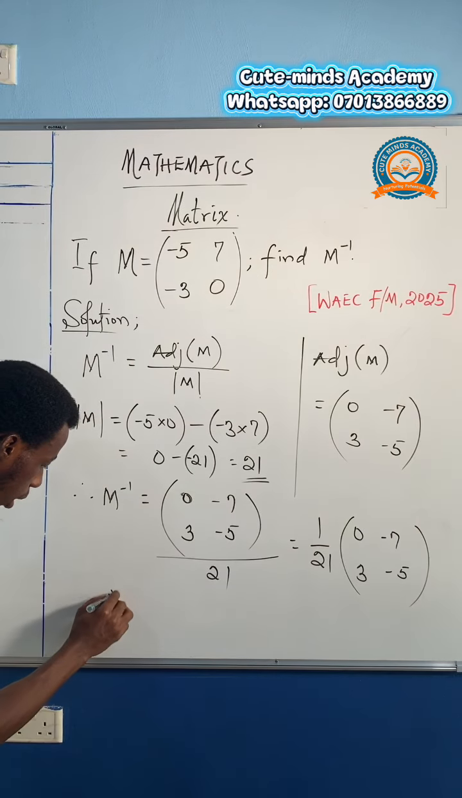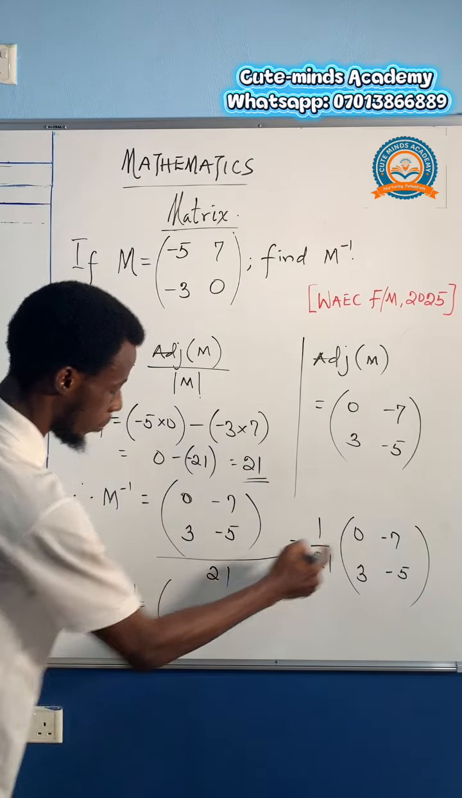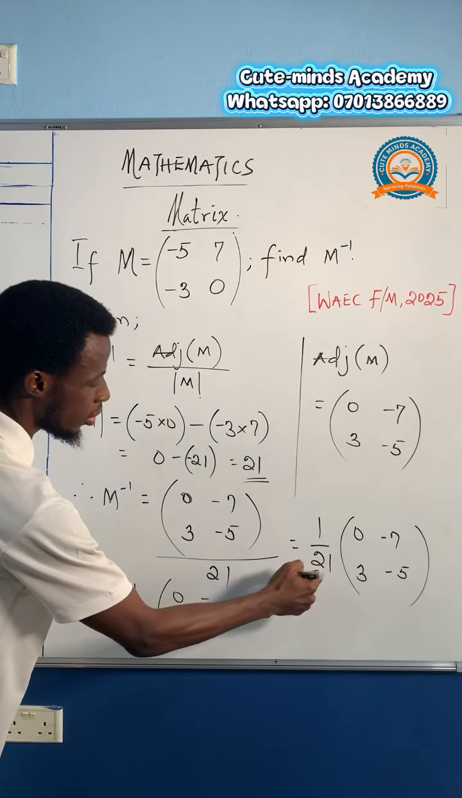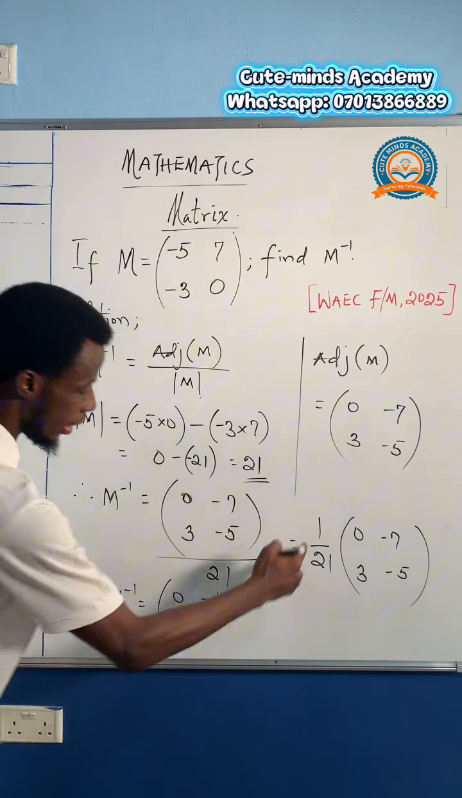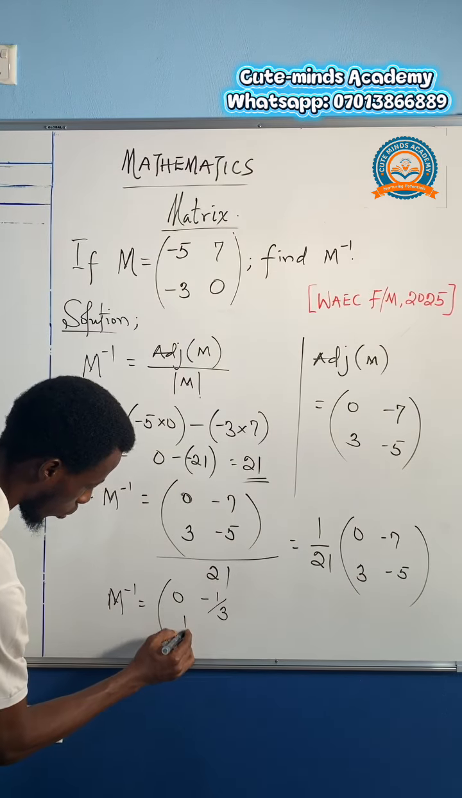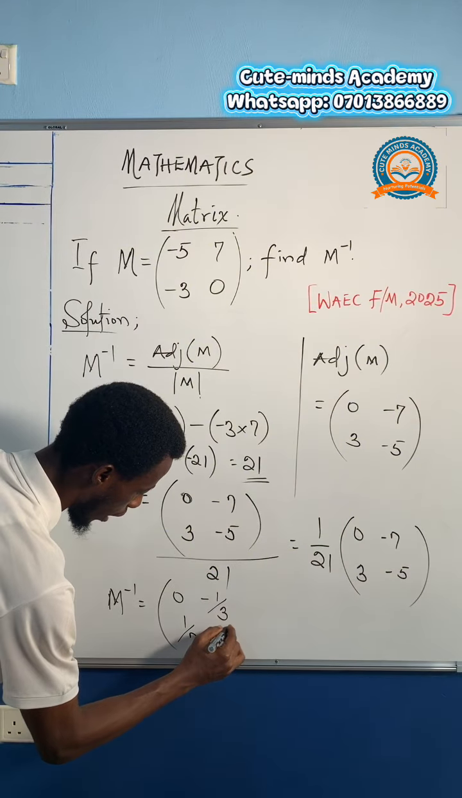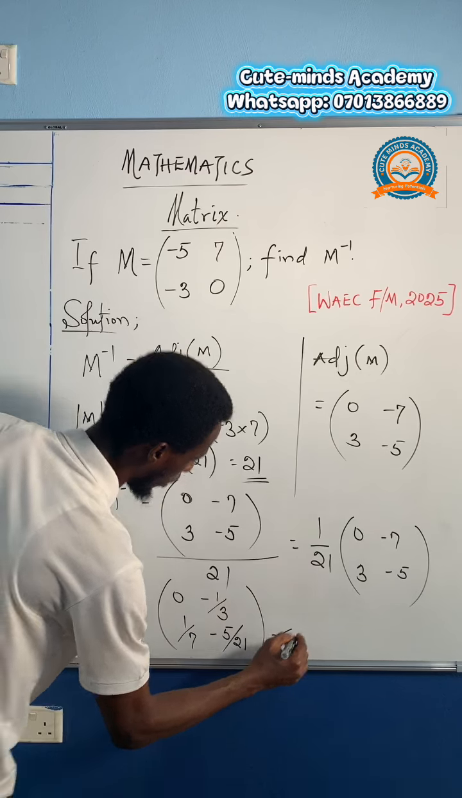So we can eventually say the inverse of matrix M will now be this multiplied by this gives 0. This multiplied by this will give us minus 7 over 21, which is minus 1 divided by 3. Then this multiplied by this will give us 1 divided by 7. And lastly, we should have minus 5 divided by 21. So this is the final result.